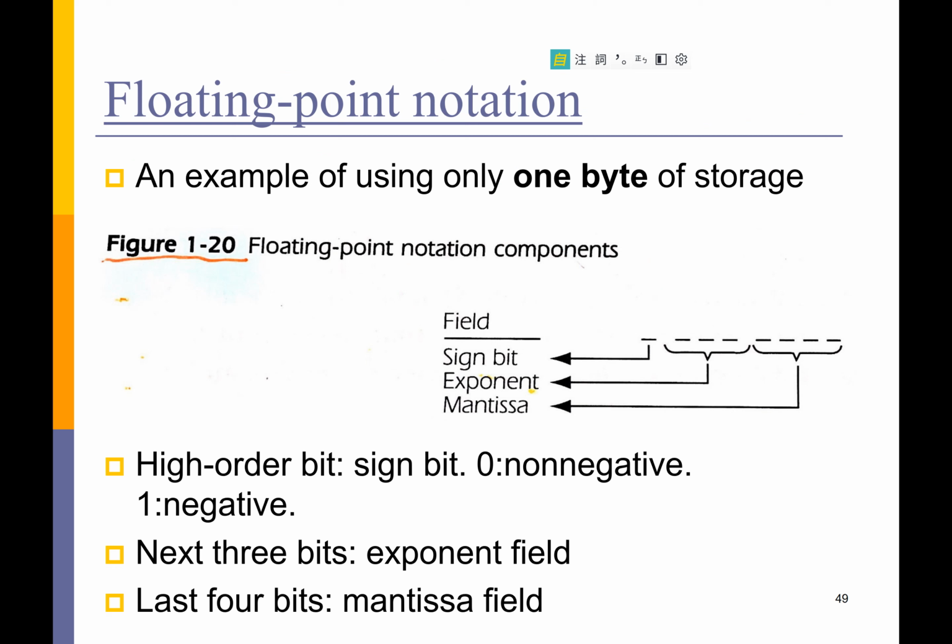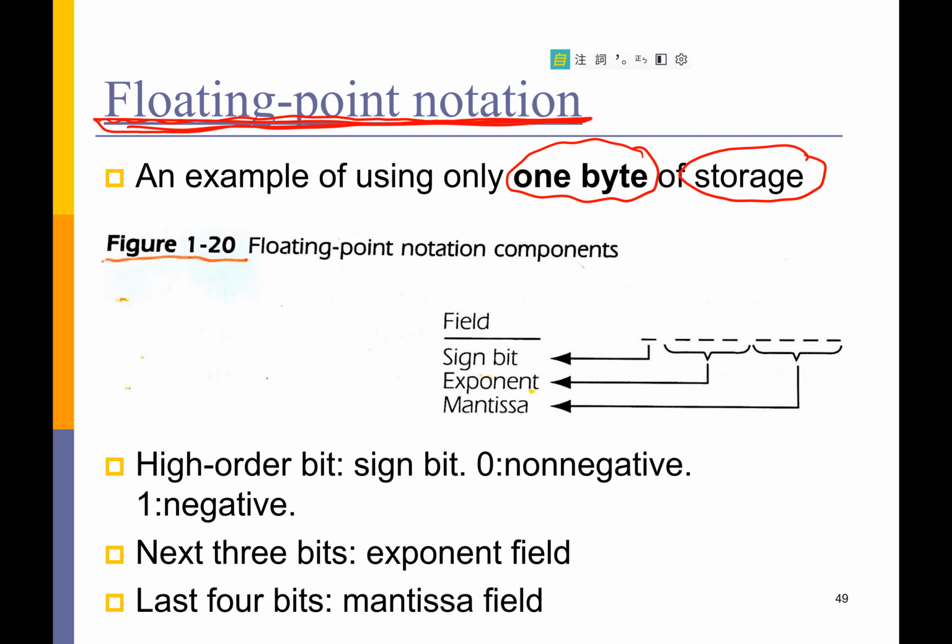Now, in a computer, how do we represent a number with a fraction, with a 小数点 or 分数? Okay? What we can do is use a very small-scale example to illustrate how a computer implements this fraction. We call it floating point notation. And in the simple example here, we're using only 1 byte of storage to do the demonstration, okay, to do the illustration.